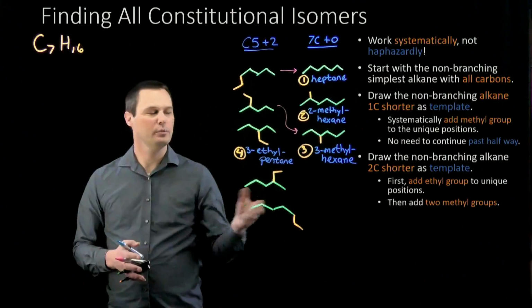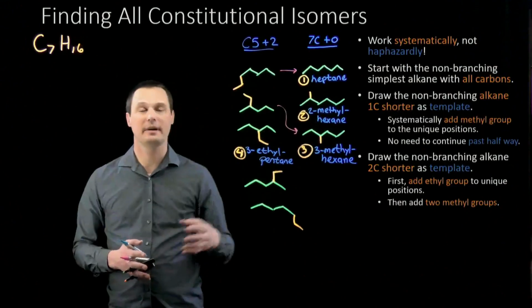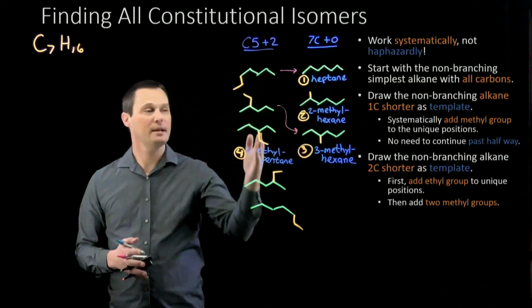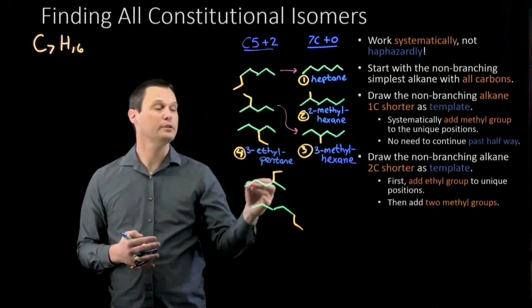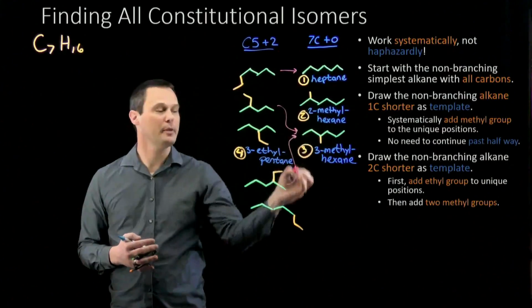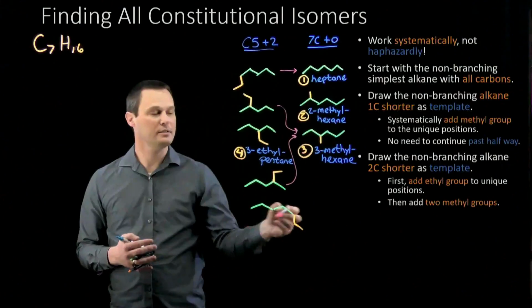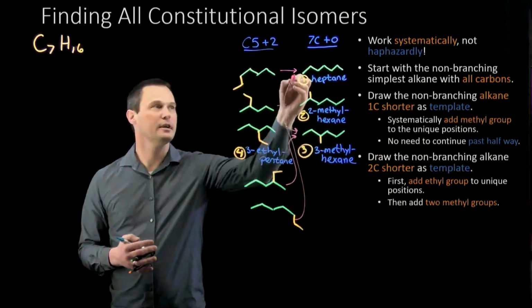If I move the ethyl group continuously down the chain, I'm going to find that these are identical to ones I've drawn previously. I passed the halfway point here, so I don't technically need to draw these, but if you need to, it's good to prove to yourself that this is also identical to 3-methylpentane, and when we have it on the end, this is the same 7-carbon hydrocarbon, identical to heptane.